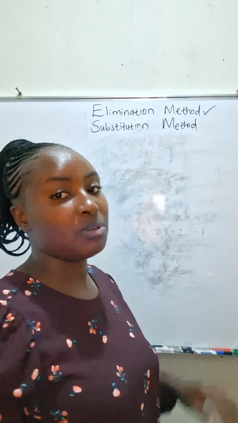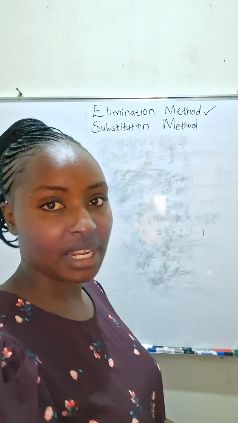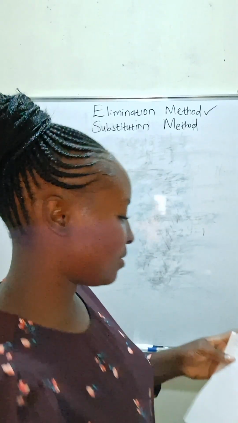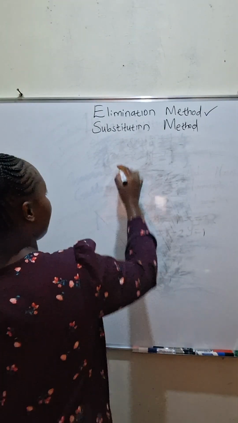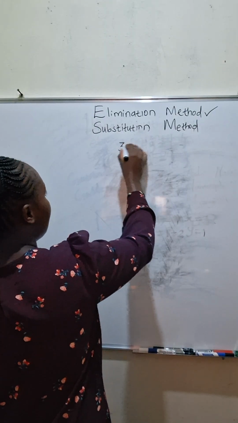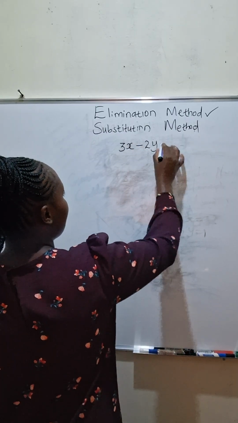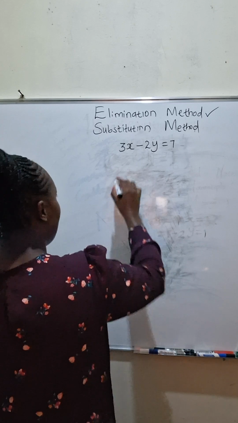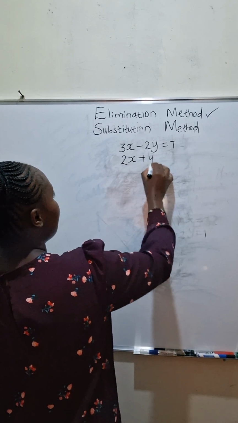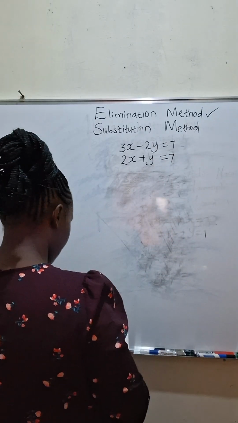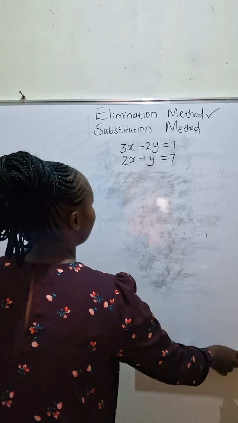Today, I want to show you how to solve linear equations using the elimination method, okay? So, let's do this example. Assume you're given 3x minus 2y equals 7, okay? Then 2x plus y is still 7, okay? How do I do this?